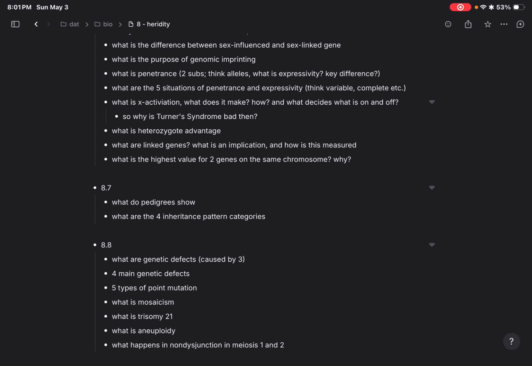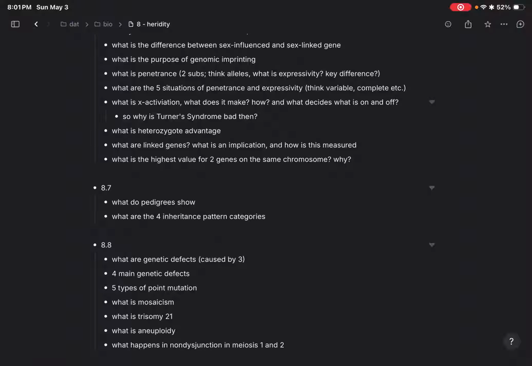What are linked genes? Linked genes are just genes that are close together, and they have a higher frequency. The term is called recombinant frequency. It's the chance of them being crossed over to a different chromosome, like during crossing over, during synapsis, when they form the tetrad. The recombinant frequency is the chance that those two genes will move to another chromosome together. The highest you can have is 50% on the same chromosome.